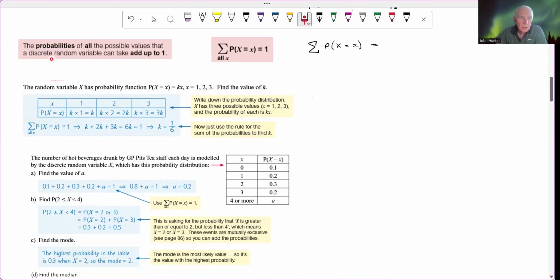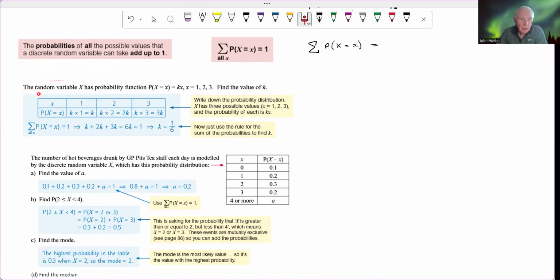Probabilities of all the values that a discrete random variable can take add up to 1, as we've just said, and we tend to write it like this. So this is the sigma sign, which basically means we're adding across all the x's. So the probability that x equals a particular value, when we sum it across all x, is equal to 1. So this is when we add up the probability that x is equal to 0, x is equal to 1, x is equal to 2. They all add up to 1.